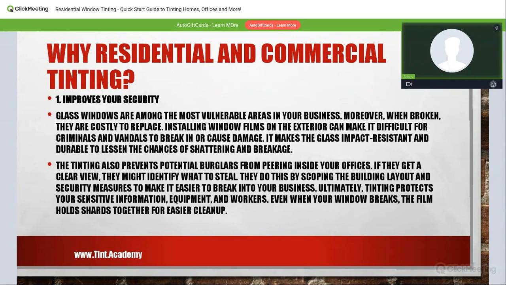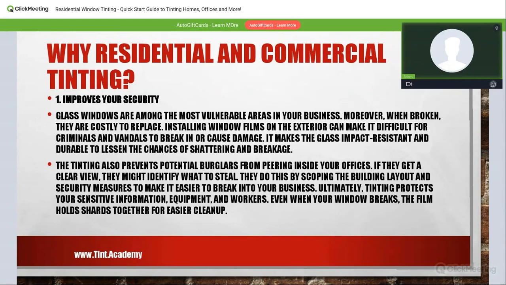Like we talked about, we're going into that recession. It's a much harder time for people, and we're going to see this increase a lot more. Tinting prevents potential burglars from peering inside your offices or your home. If they get a clear view, they might identify what to steal. They do this by scoping the building out. Now, this refers to commercial quite a bit, but it also applies to residential and homes.